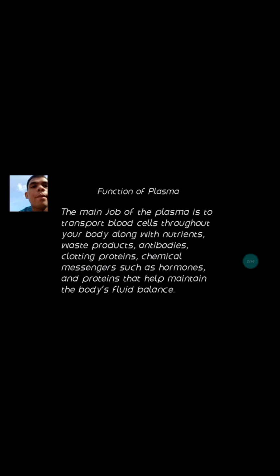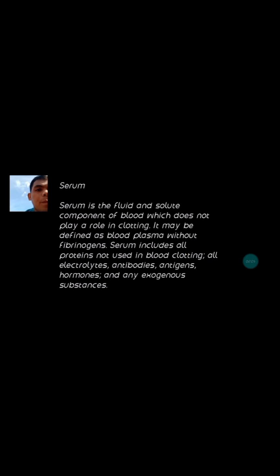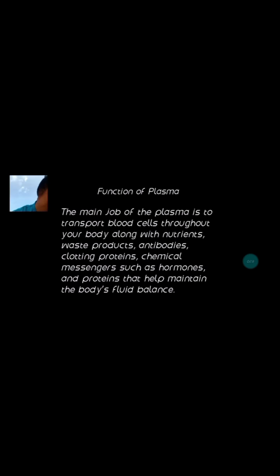Function of plasma. The main job of plasma is to transport blood cells throughout your body along with nutrients, waste products, antibodies, clotting proteins, chemicals, and messengers such as hormones and proteins that help maintain the body fluid balance. So the plasma distributes the blood in our body, the proteins and nutrients in our body. So that is the function.